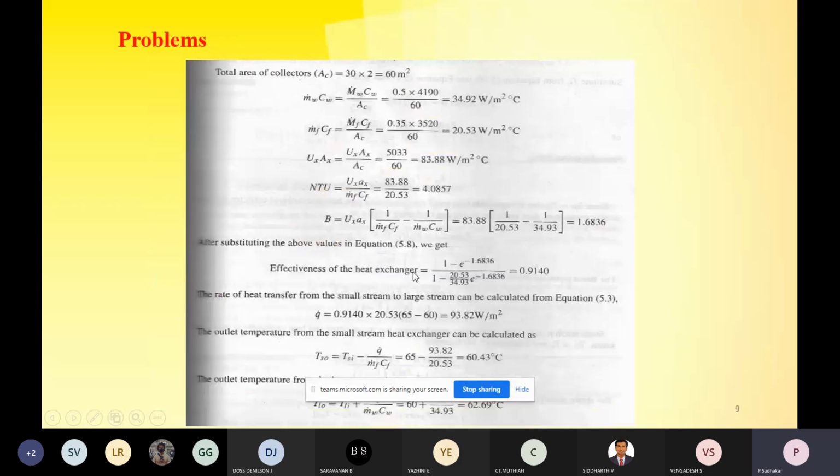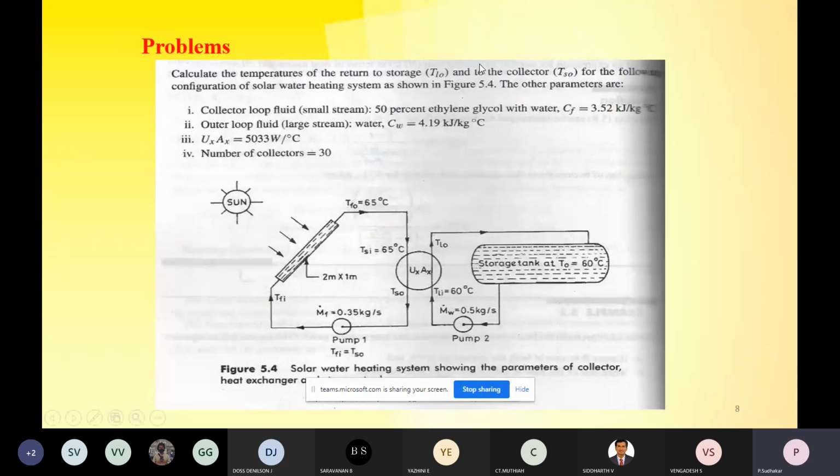Taking one equation for the small stream side, Q dot equals m dot F CF into TSO minus TSI, from that we can find TSO. Respectively, for TLO, the same equation, Q dot equals m dot W CW into TLO minus TLI. We have to find TLO from that. Q dot you know, TLI you know, m dot W CW you know. You find TSO and TLO from these equations. So from that we have found TLO and TSO.